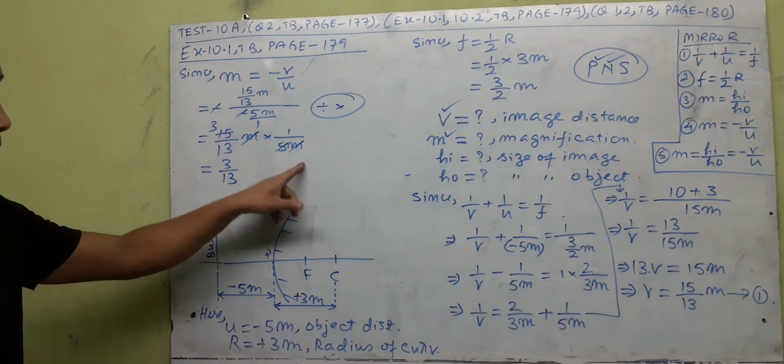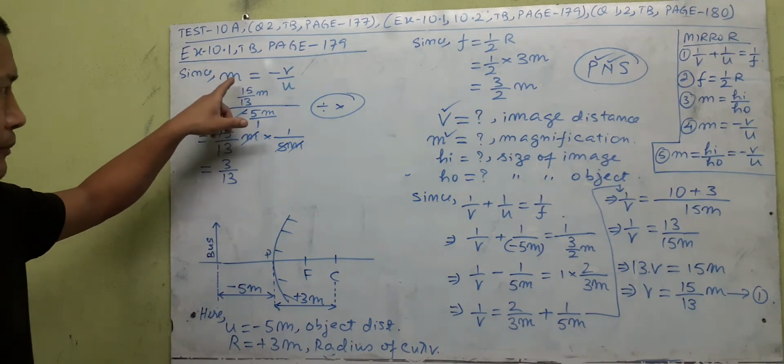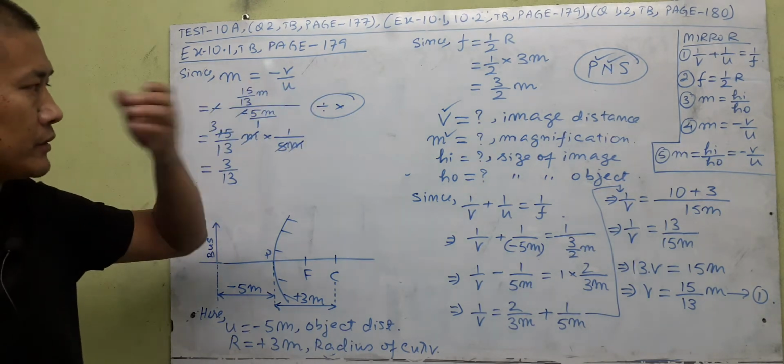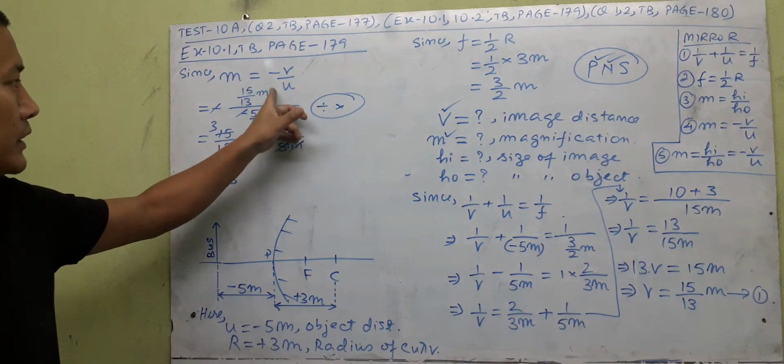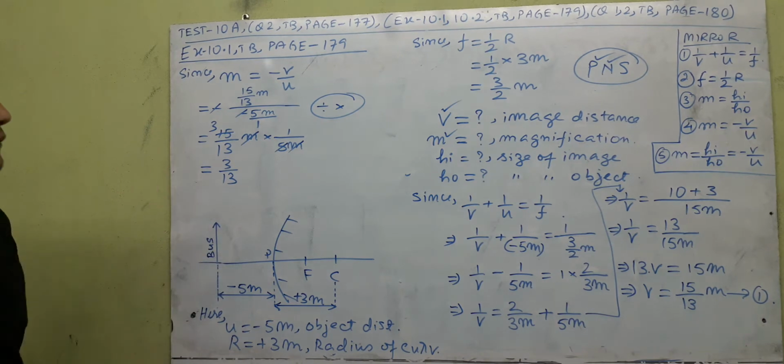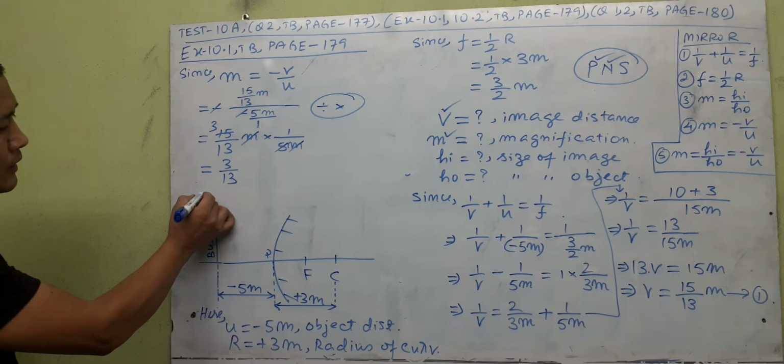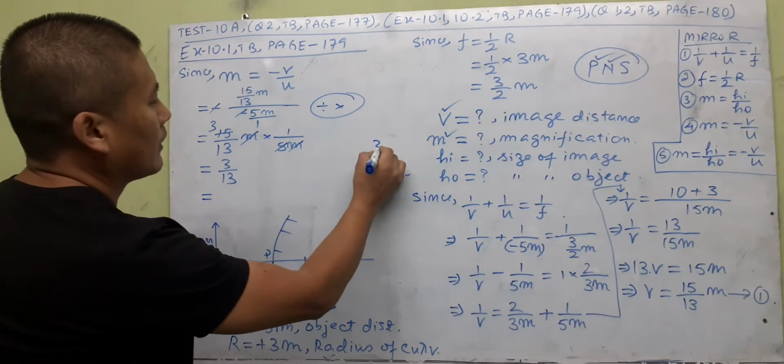And there is no unit. Please remember, M will never have unit, because it's a ratio. Meter by meter will cancel, no. So M can never have unit. So that is the value. Now let us divide this one.